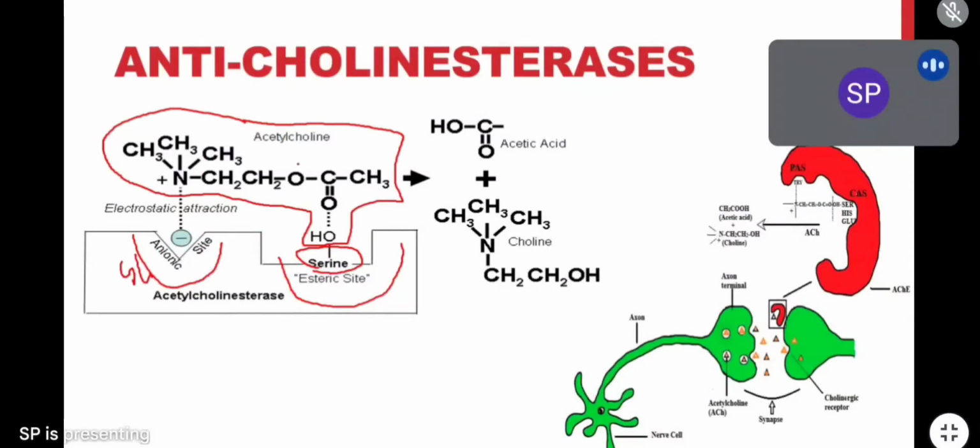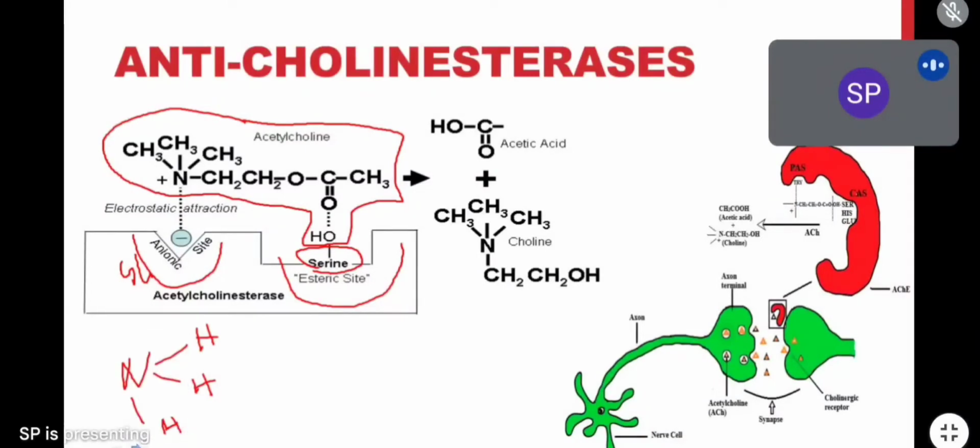See, acetylcholine is a quaternary ammonium compound, right? Do you know the difference between primary, secondary, tertiary and quaternary ammonium compounds? Do you know the examples? See, everybody try to understand. This is ammonia, NH3, with three hydrogens. Yes, this is the basic structure of ammonia.